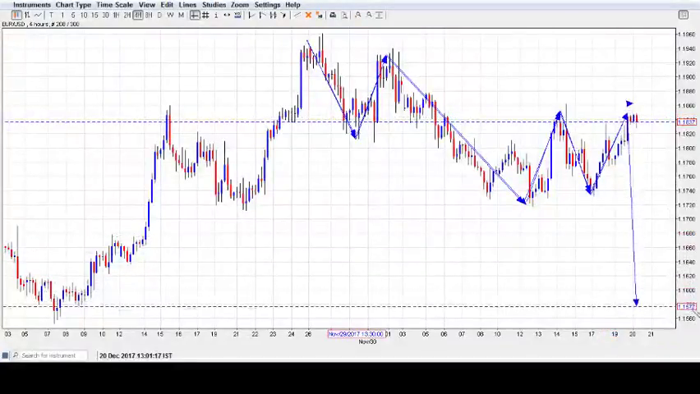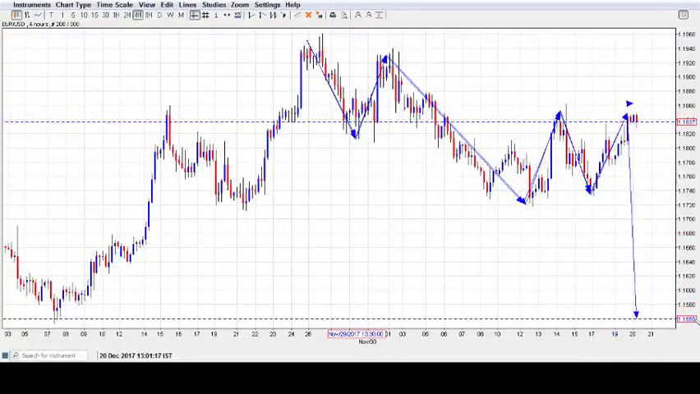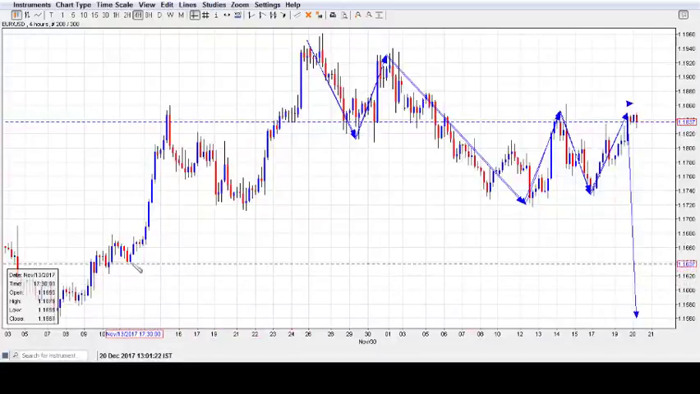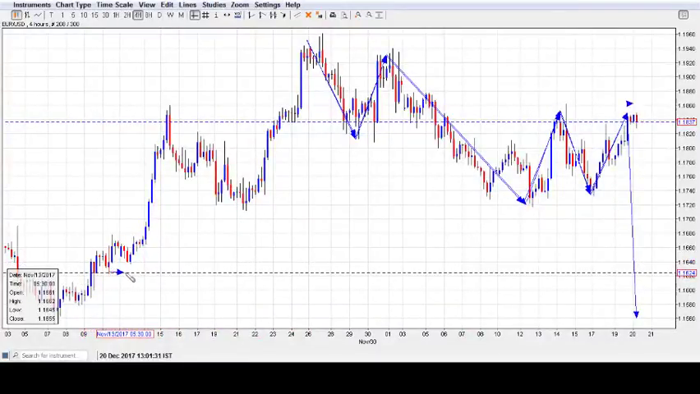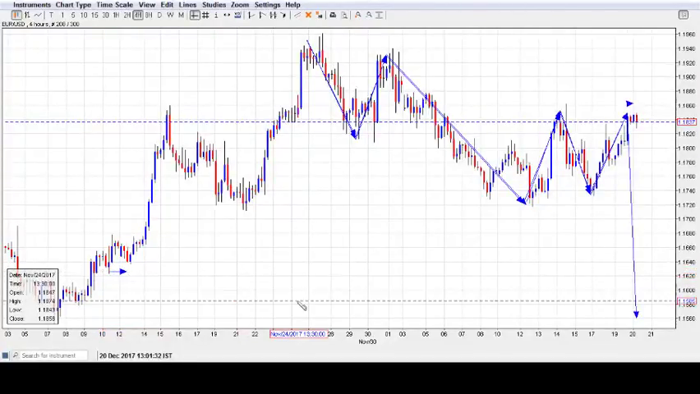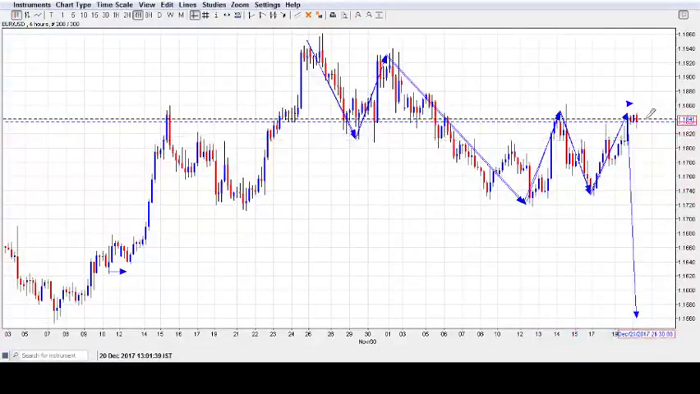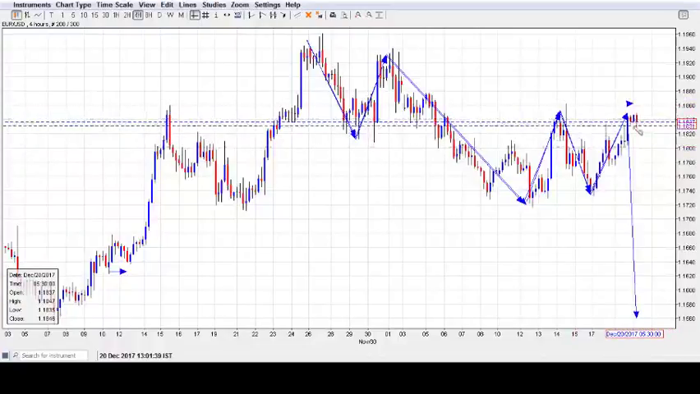The next movement should ideally be towards 1.1550. In between there is a support coming in at 1.1600 levels. Right. So from the trading point of view, intraday shorts can be initiated now.